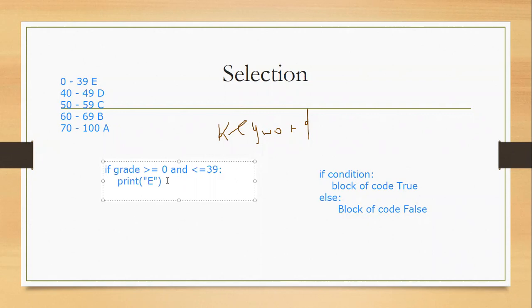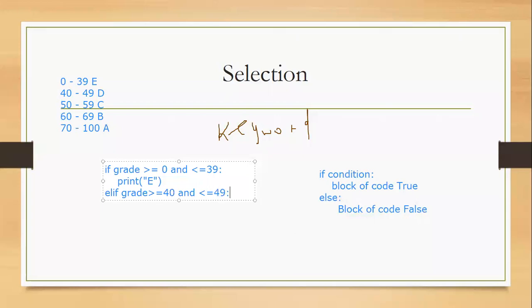In Python, we say elif. Elif is a short form for else if. Most programming languages say else if. In Python, we say elif. So elif, grade, still the same grade, is greater or equal to 40, and it is less or equal to 49.